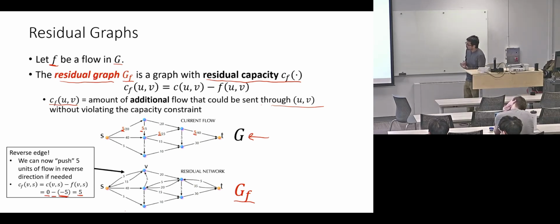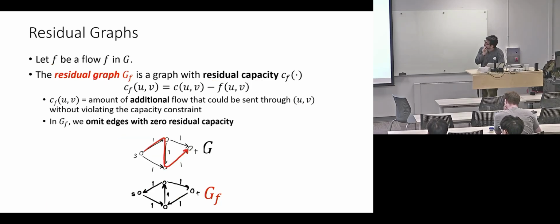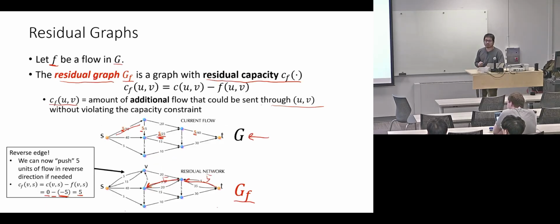And it makes intuitive sense too, because if you have sent 5 units of flow through this one, then you can cancel it by at most 5 units. The same is here. Now you have a reverse edge, each with 5 units of capacity. Make sense so far?